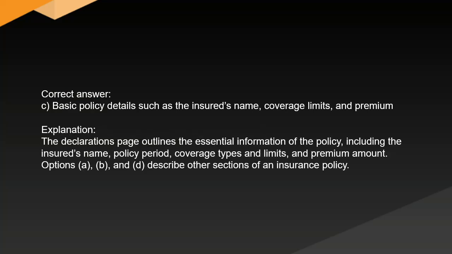Correct answer. C. Basic policy details such as the insured's name, coverage limits, and premium. Explanation. The declarations page outlines the essential information of the policy, including the insured's name, policy period, coverage types and limits, and premium amount. Options A, B, and D describe other sections of an insurance policy.